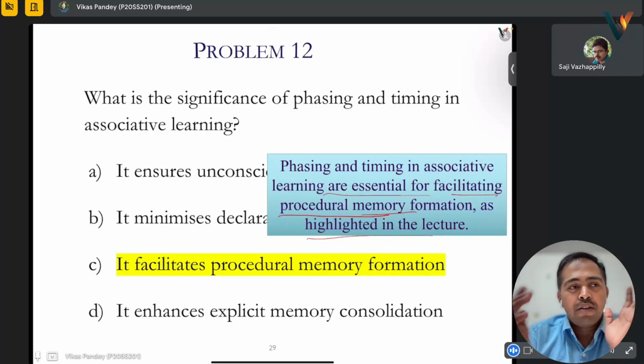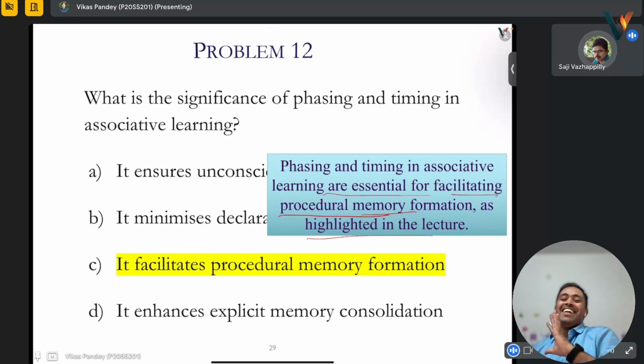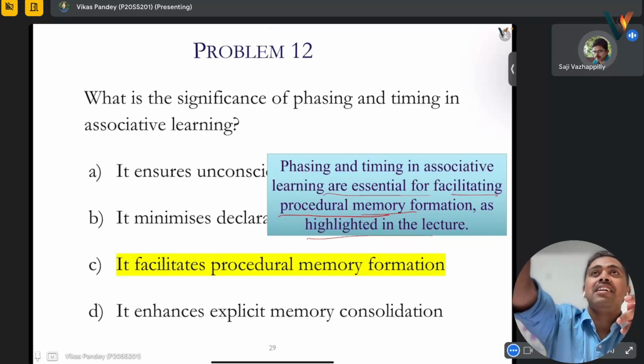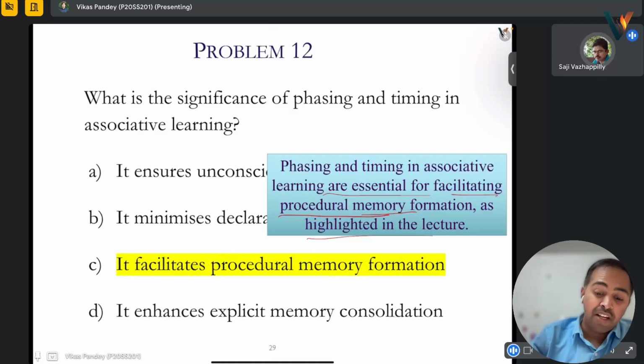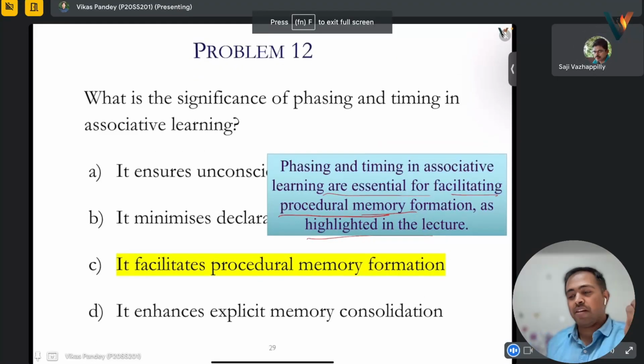Are you getting my point? Sir, I couldn't get your point. Okay. Phasing and timing means it is repeated action. Let me take some other example, like when we are operating some machinery. Driving will be better, right?